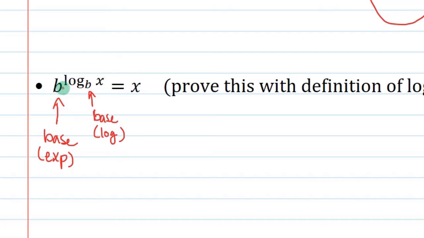You have a base of an exponential, you have a base of a logarithm, and since they're the same, all this basically just cancels out, and you just get the x. And we can prove this as well. So here's an exponential, b to the power of something. Well, that something just happens to be log base b of x equals x, right? How do we prove that?